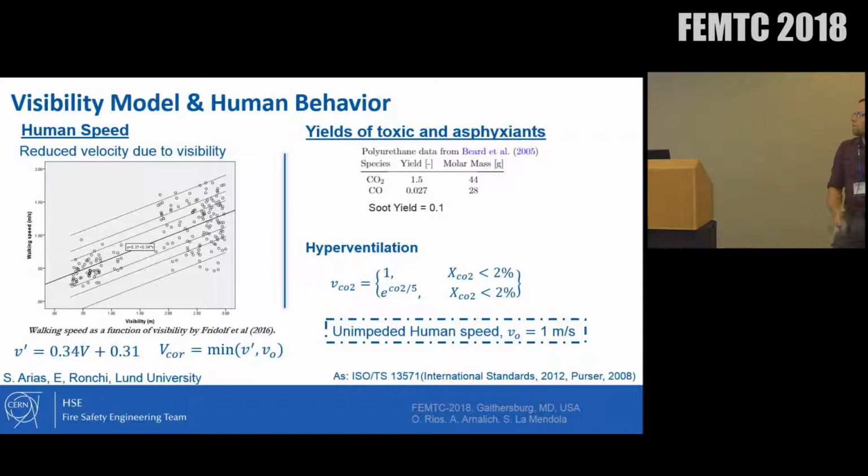And actually we took data from Rios as well on the visibility, on the walking speed through reduced visibility, and we set some yields. Here is important: I only set yield for CO2 and CO, and the reason is that I had no idea what will be the material that will be used in 50 years to be down there. So it was hard to get a yield from hydrogen cyanide.